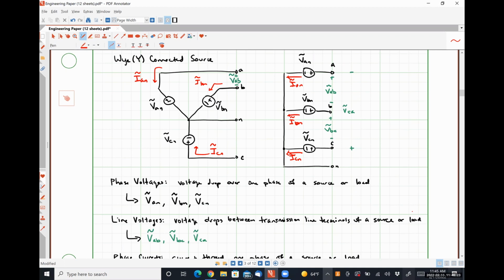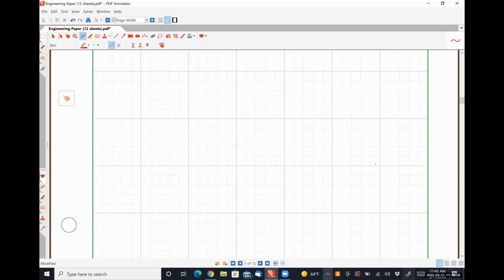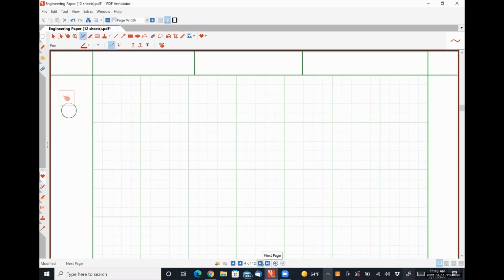All right. Our next configuration, and I'm just going to go to another page to make sure I have enough room, is the delta connected source. It will make a shape of a triangle. Absolutely right. Surprise, surprise. Engineers are lazy and predictable.